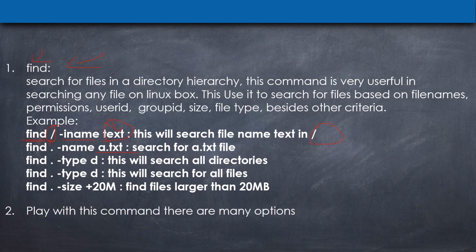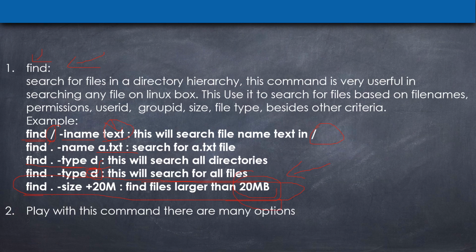If I want to search by type, suppose I want to see a list of only directories in the current directory, I can use -type. Actually this is wrong, this should be file. So this will list all the files in the current directory. This is a very useful command which comes in handy when, suppose I have a directory and want to see which files are bigger than 20 MB.